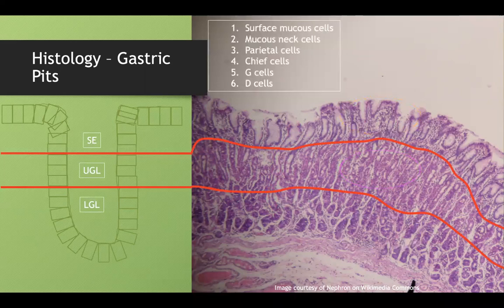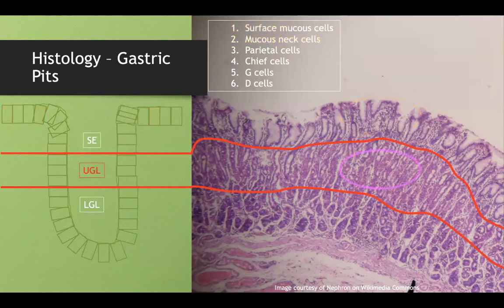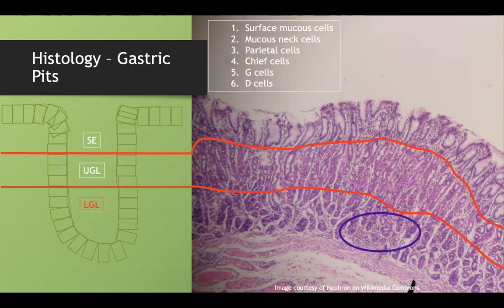So here are the 6 cell types that we're going to go over, and we'll start in the surface epithelium and talk about the surface mucus cells and the mucous neck cells. These are pretty basic cells. They produce mucus and bicarb. Nothing to be surprised about with that one. The parietal cells, we already talked about this before, produce HCl and intrinsic factor. And here's where the mnemonic comes in handy. Just remember that parietal cells are very polite. They're the first gland to greet you, and notice how they're in the upper glandular layer. And they always say hi. And that's to remember HCl and intrinsic factor.